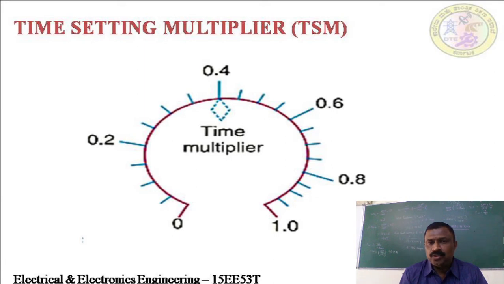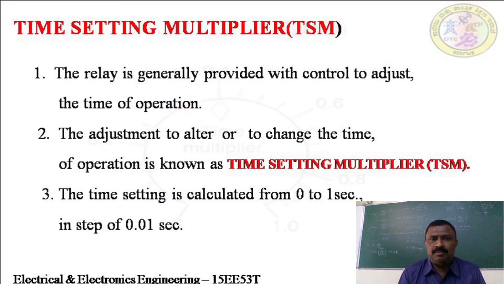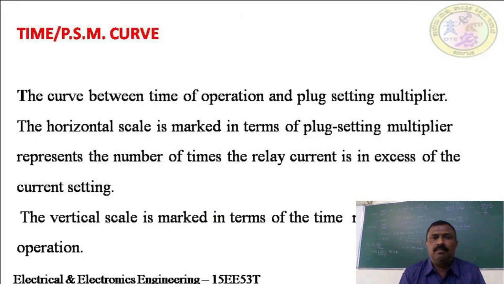As soon as it reaches the pickup current, the relay will start its function, so it is called an instantaneous relay. For example, if the dial setting is at 0.4, the relay will wait for 0.4 seconds, then it will go for action. This is the intentional time delay we are providing for the relay to operate. After 0.4 seconds, the relay will start operating. This is the meaning of TSM or time setting multiplier.